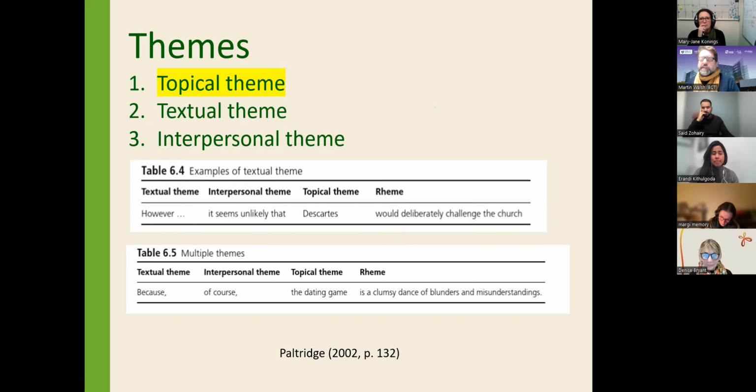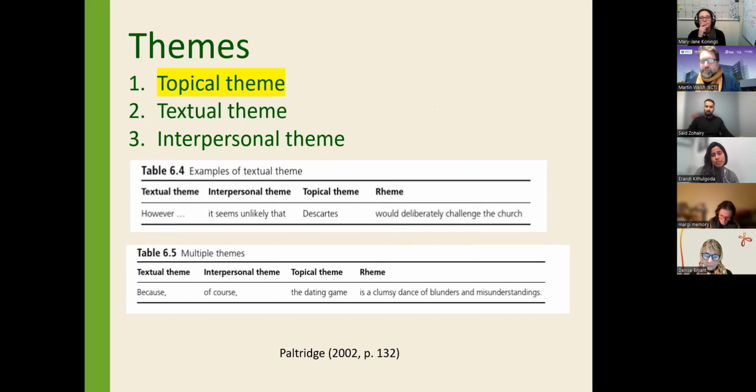So there are things learners might get confused about, when looking for the theme, what's the theme, when they see these different elements before the rheme. So you might have to raise learners' awareness of these other elements that might be in this position before the rheme.